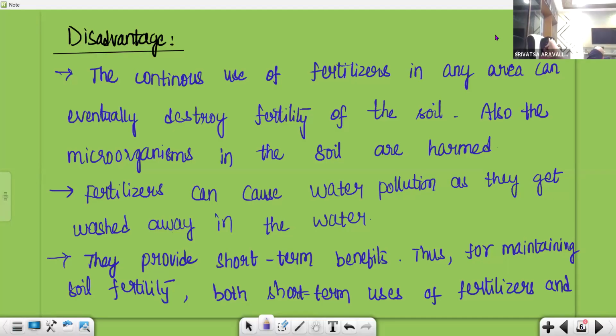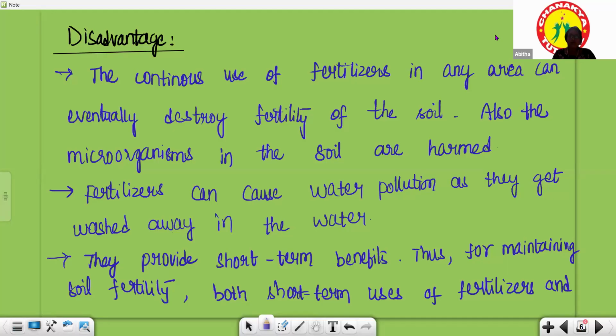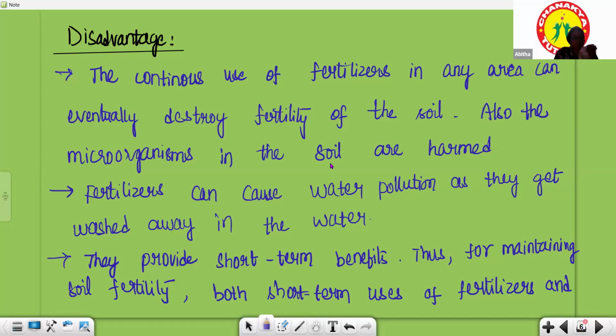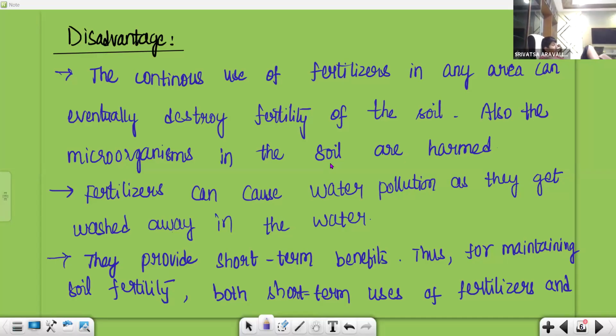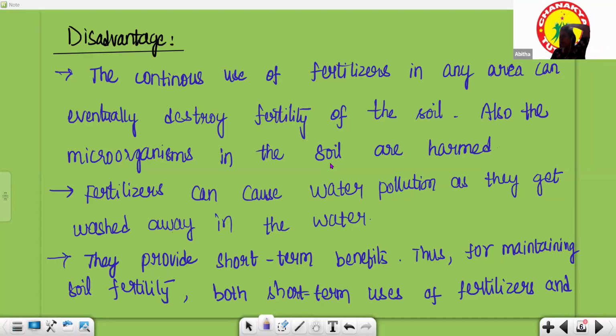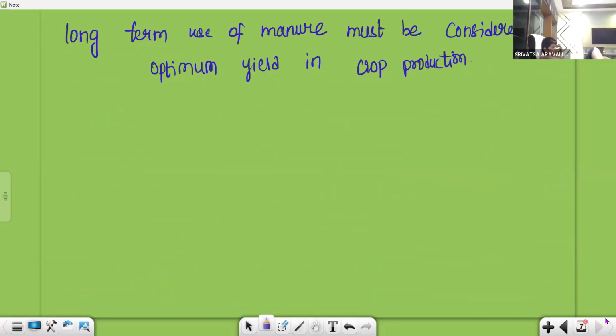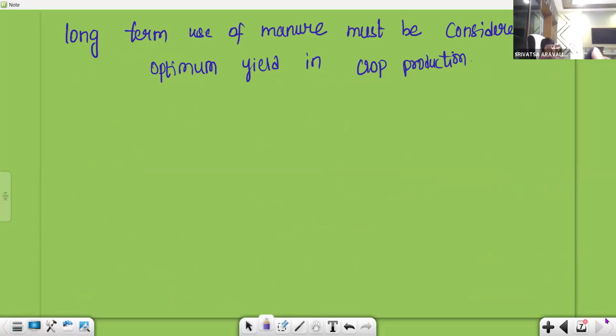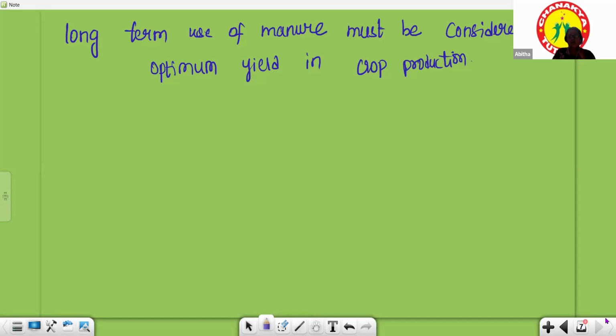Both short-term uses. Please read, Srivatsa. To get proper yield, what do we have to use? You have to use fertilizers for the short term, and please see the board. For the long term, what do we have to use? Manure.